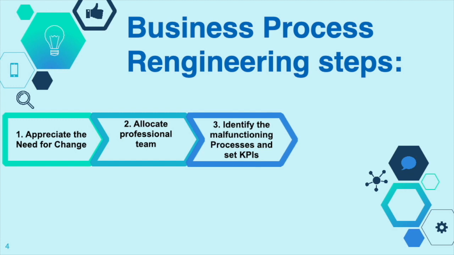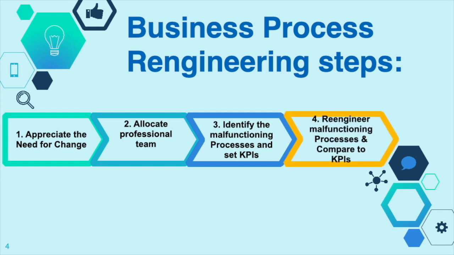Okay, what about the last step or the fourth step? The fourth step is to re-engineer those malfunctioning processes and compare them to KPIs. We have said that we have identified some malfunctioning processes in the third step, and we also said some key performance indicators. So the last step logically is going to be to re-engineer and redesign those malfunctioning processes and compare them to KPIs. This is the final stage.